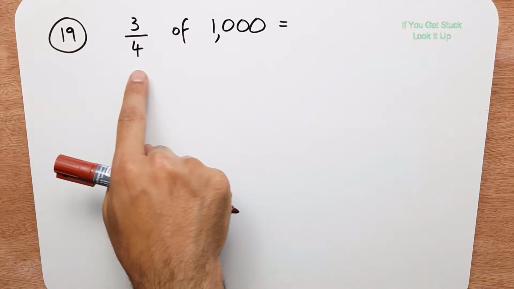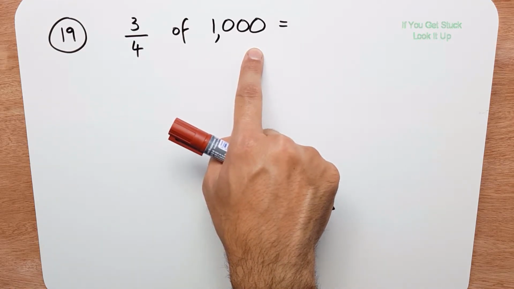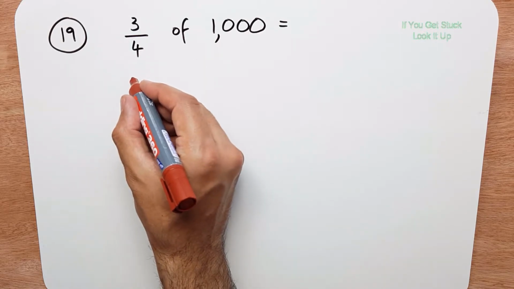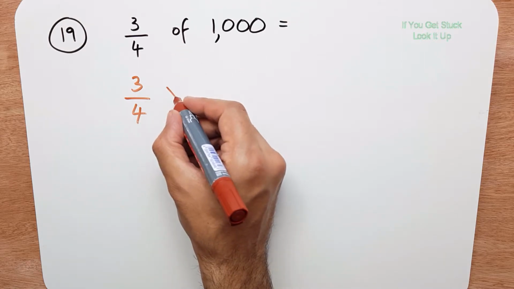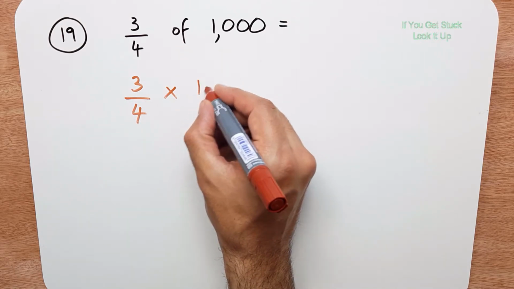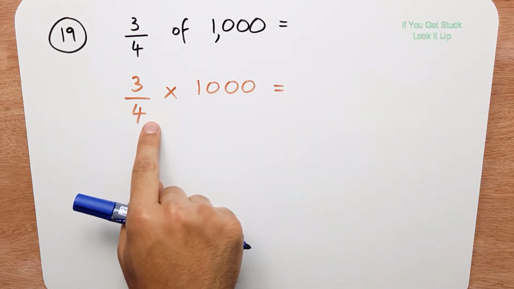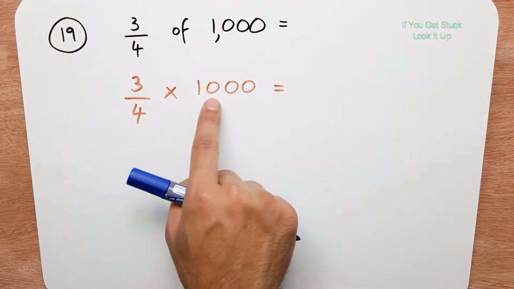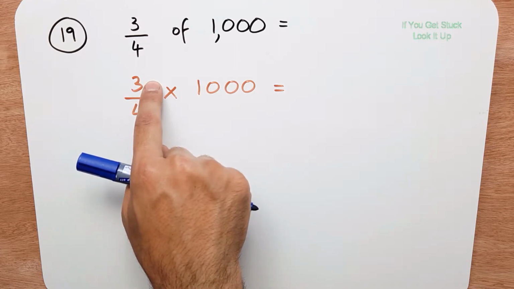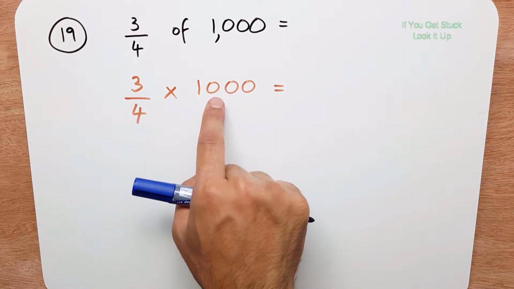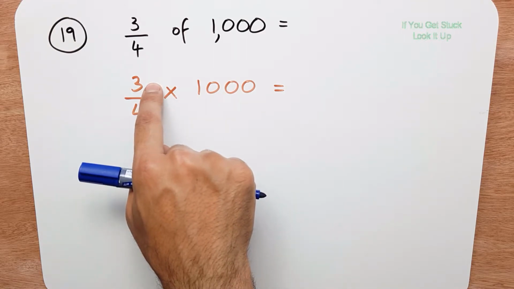Question 19, we're asked to work out 3/4 of 1000. I like to write this as 3/4, the "of" becomes a times, and that is 1000. Now this is one way of doing it, where you take the number, divide it by the bottom, multiply it by the top. So let me say that again.